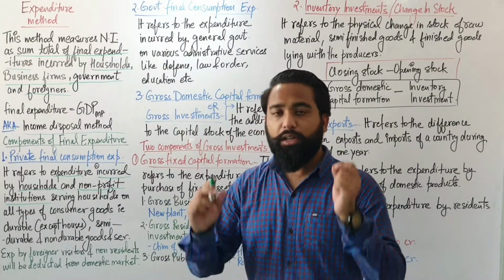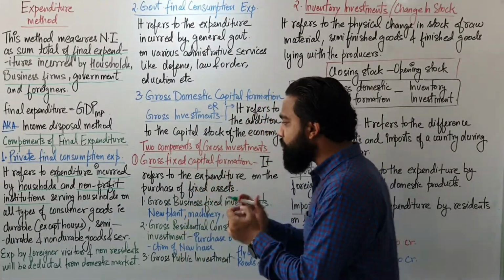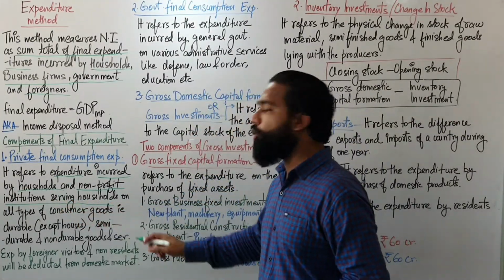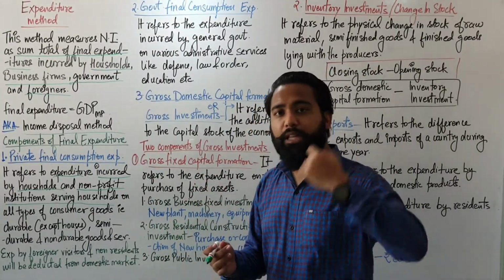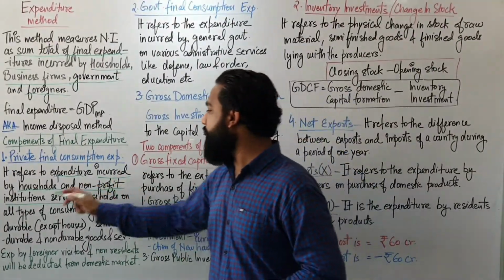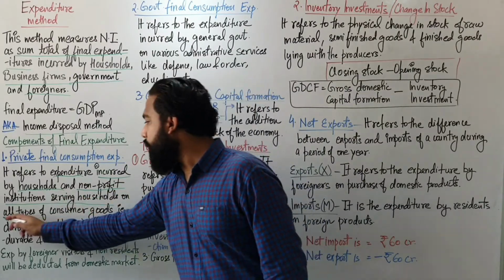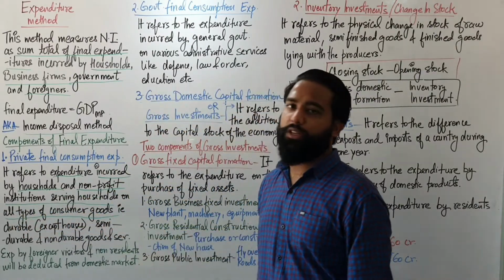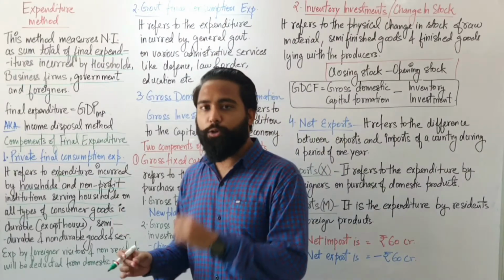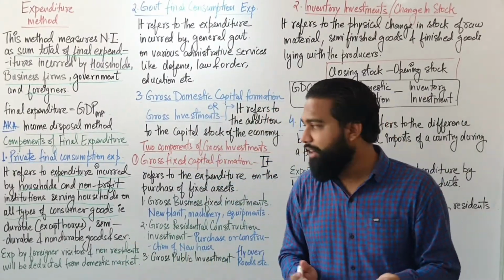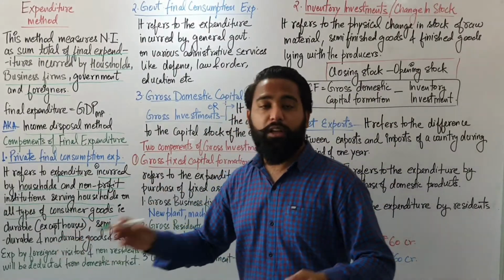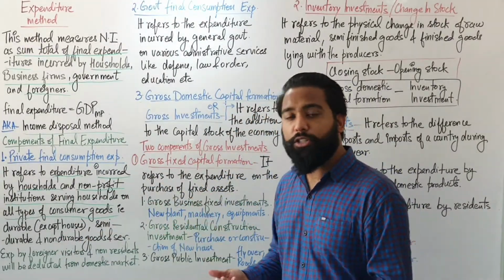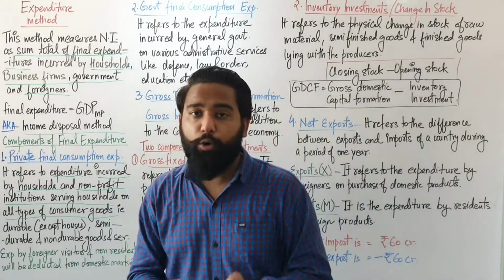All the non-profit institutions which are serving the households, the poor households. What do NGOs do? NGOs help the poor households. So, non-profit institutions serving households on all types of consumer goods. They provide the poor households for the sake of social welfare. They provide the households with consumer goods, which are durable goods, except the houses.